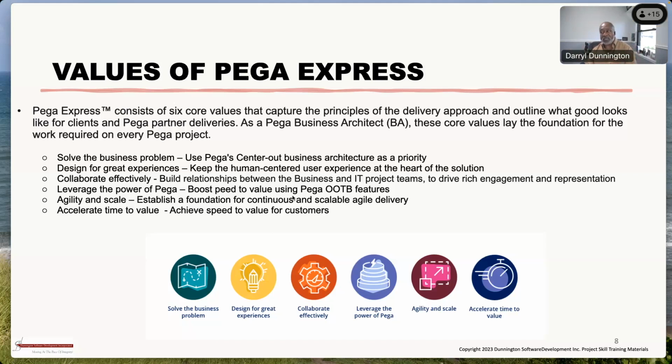We want to leverage our speed by using OOTB. So now, what is OOTB? Out of the box features. Out of the box. Does anyone remember how many rules I said we had? 16 categories. Did I mention how many rules? I think it was 20. 209? 209 rules. Yeah, 209 rules that are there. So some people are taking notes. Very good. And then we want to establish a foundation of continuous and scalable agile delivery.